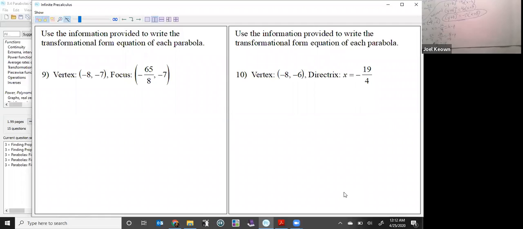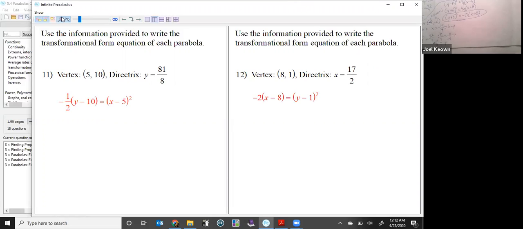All right, for this last problem, I'm trying to squeeze it in right here. So that was number 10. We'll move on to 11. Back to it again. Share screen. And the answers to 11 and 12 are right there. All right, so one more to go.